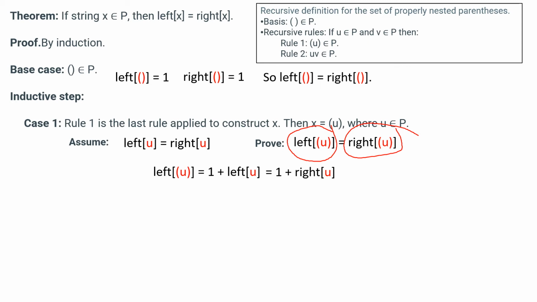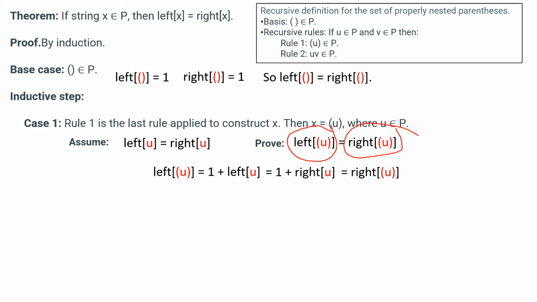So I can replace left u with just the right u. That's what I've done here. Now let's take a look at what would be next. What is 1 plus right u? Remember, by applying Rule 1, all we did was put one set of parentheses around it. So 1 plus the number of right parentheses in u is going to equal the number of right parentheses in our new element, where we just put a set of parentheses around it.